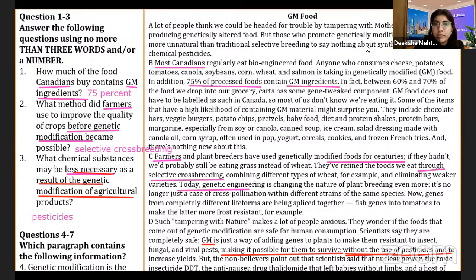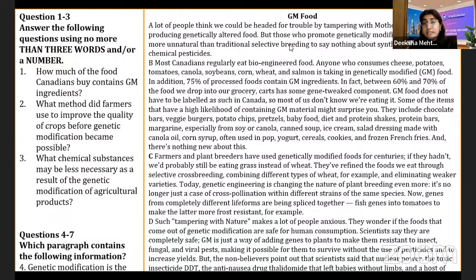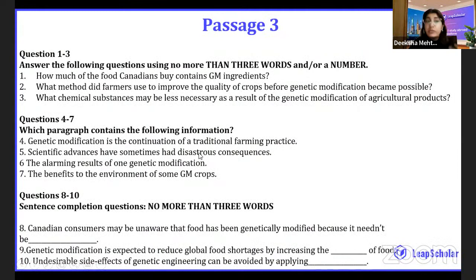Now, these are matching information questions. So technically, honestly, I would recommend that you do these at the end. But if you want to do them, I would say do 8 to 10 first and then do 4 to 7. Is that okay with everyone? That's the strategy you should follow. So you will have some idea which paragraph contains which information.